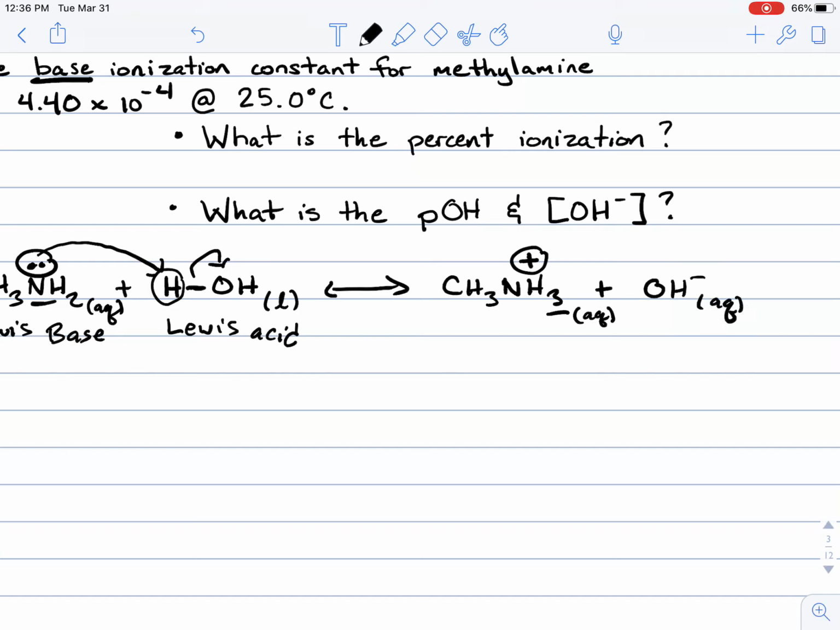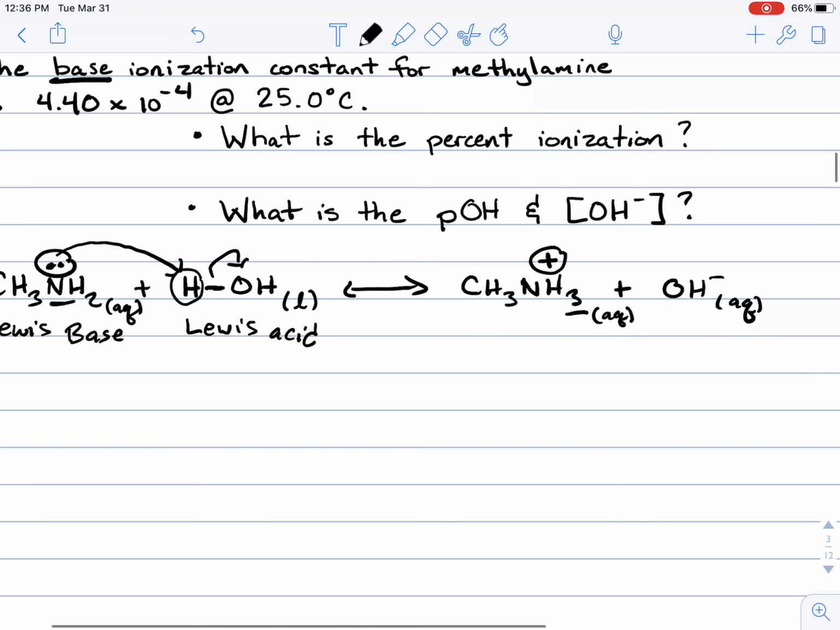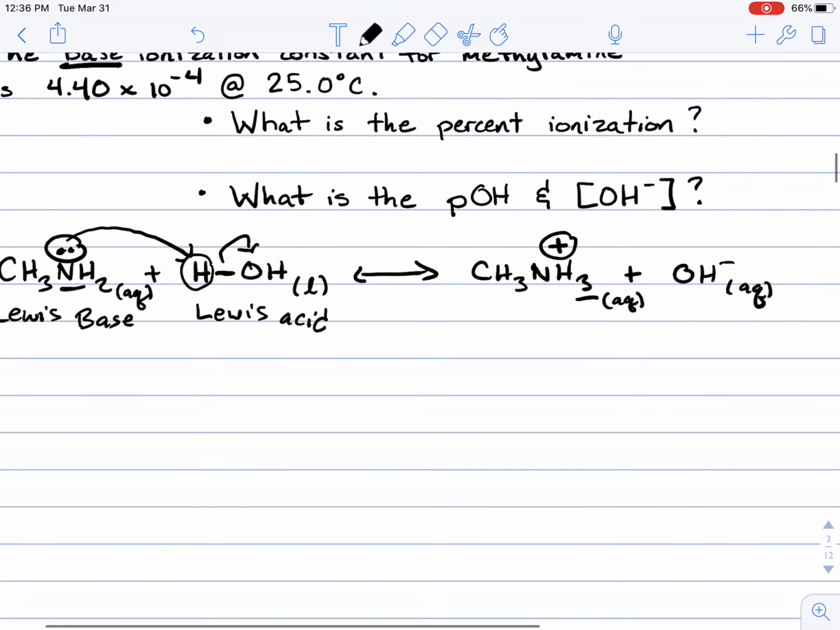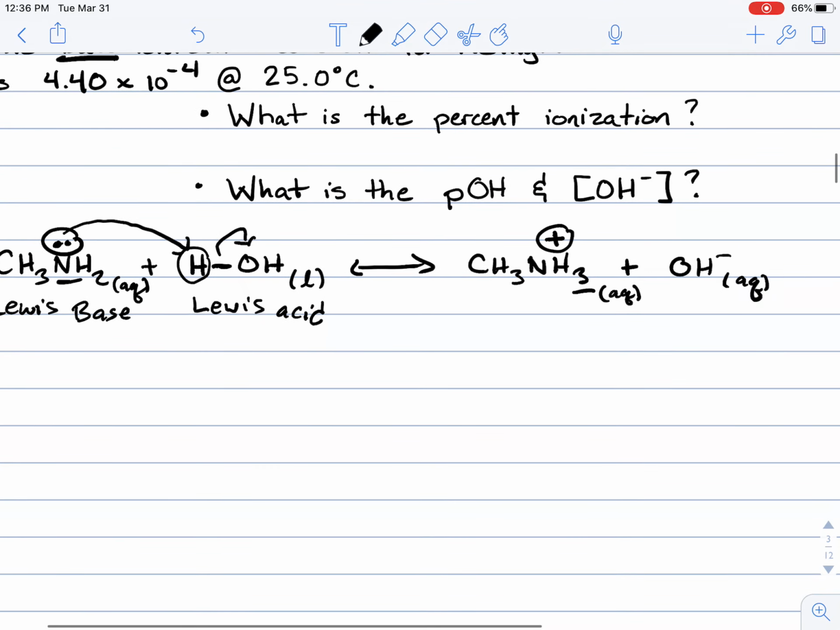Okay. And so methylamine acts to increase the concentration of hydroxide ion by removing one of the hydrogens from water and placing it upon itself. And so CH3NH3 plus is going to be the conjugate acid to this Lewis base. Okay.